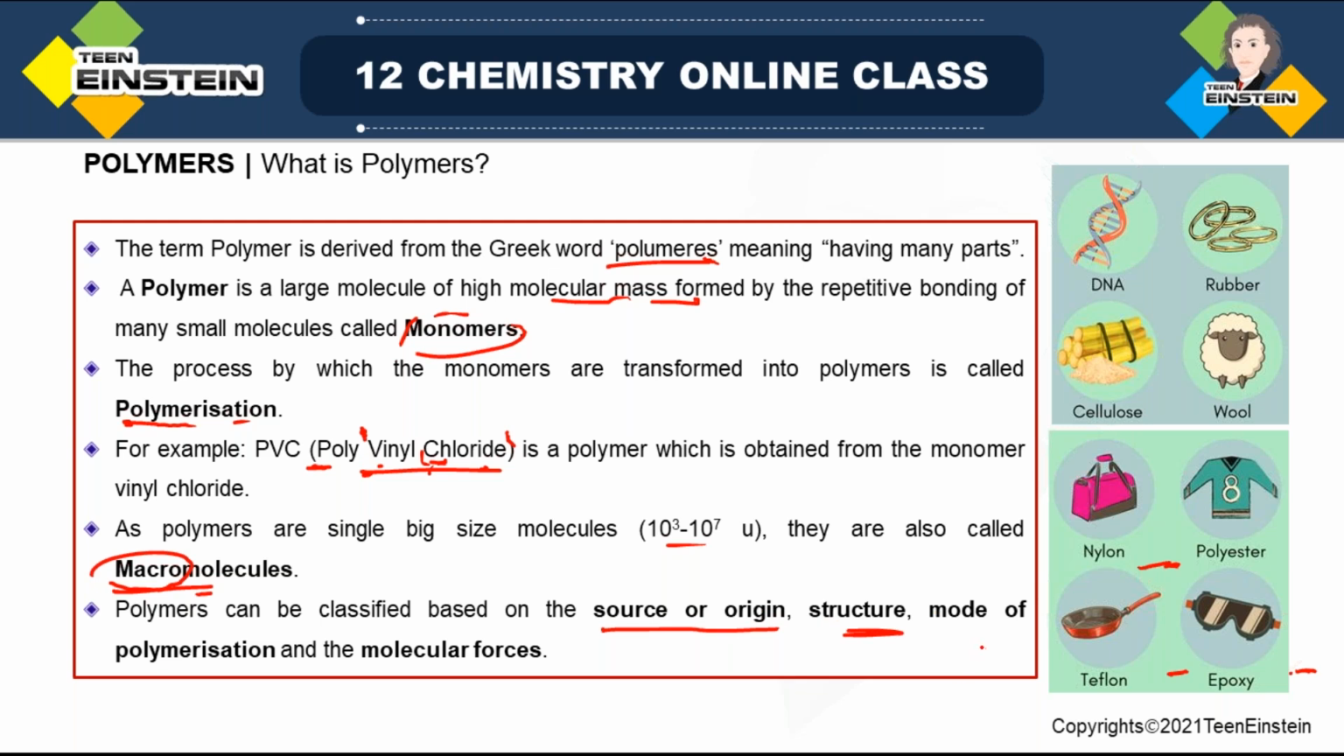The third classification is mode of polymerization, that is, how the polymerization takes place when you are making the polymers. Based on that method we can have classification. And the last one is molecular forces. What type of molecular forces are present in the polymer, based on that also we can have classification. Next we will see all this classification in detail with proper examples and pictures, one by one.